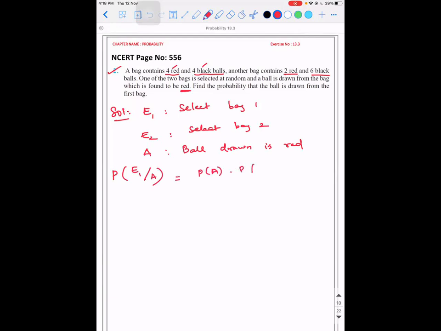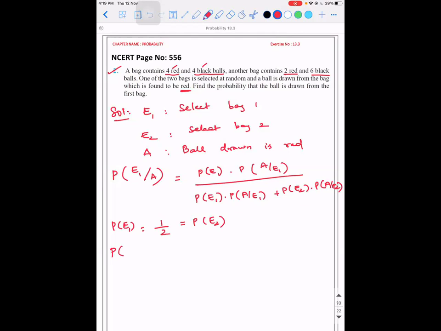Probability of E1 into probability of A given E1, divided by probability of E1 into probability of A given E1 plus probability of E2 into probability of A given E2. So what is the probability of E1? What is the probability of you selecting one of the bags? 1 by 2. The same as selecting the second bag also.